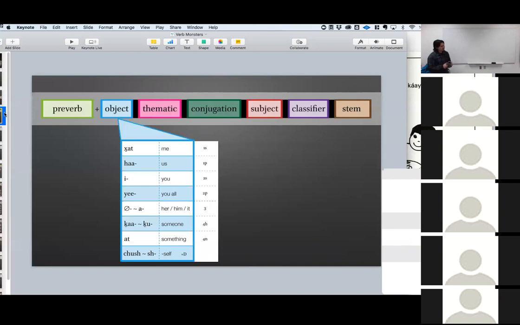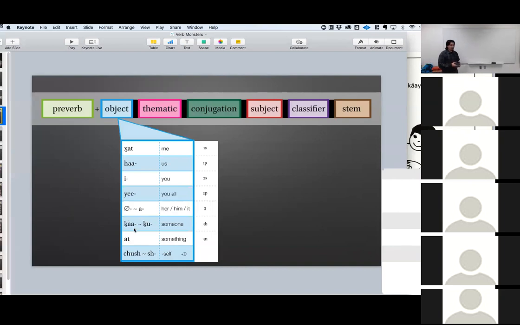Ha. Eh. Yi. And then that's a zero or an A. Ka. Kuh. At. Chush. And the chush is usually just the SH, right? And so as we go through there, we've got me, us, you all, her, him, or it, which will be zero unless the subject is also third person, then it will be the A, right? That's why you say akshahit, she or he is writing it.